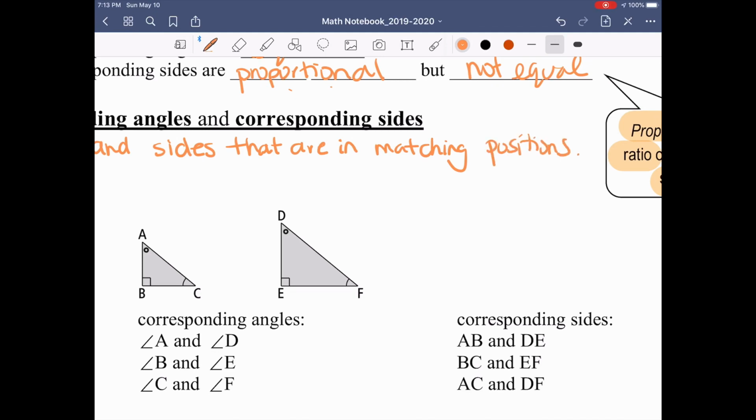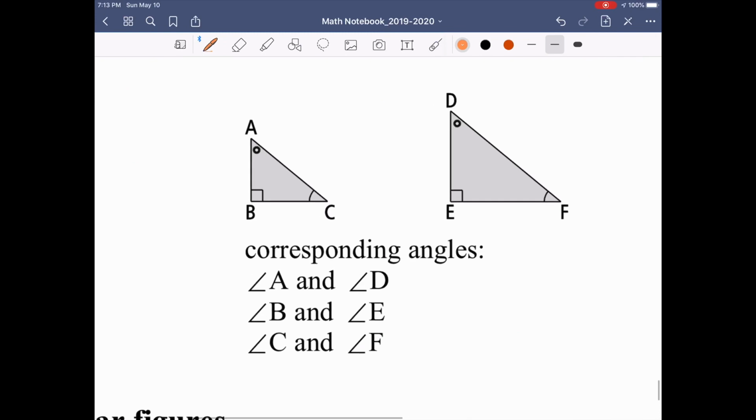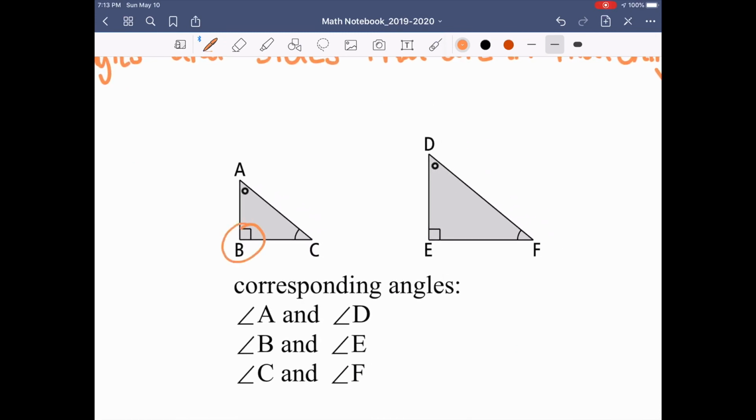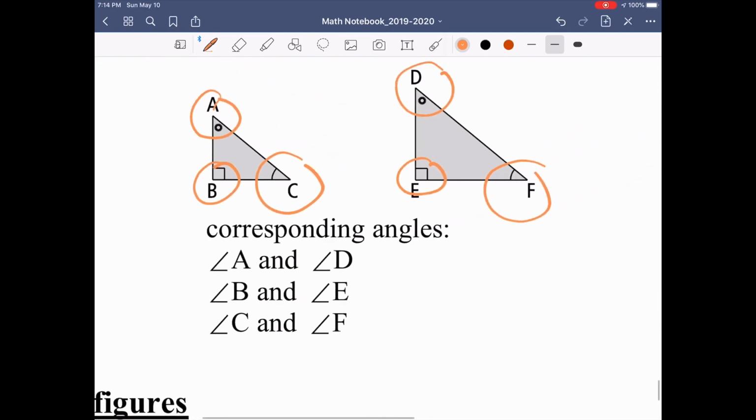Okay? So for example, if you look at these two triangles, B would correspond to E because they're both the right angle triangle. A corresponds to D, they're both the top of the triangle, and C corresponds to F. So the corresponding angles here, this symbol represents the word angle. Angle A and angle D are corresponding. Angle B and angle E are corresponding, and angle C and angle F are corresponding.